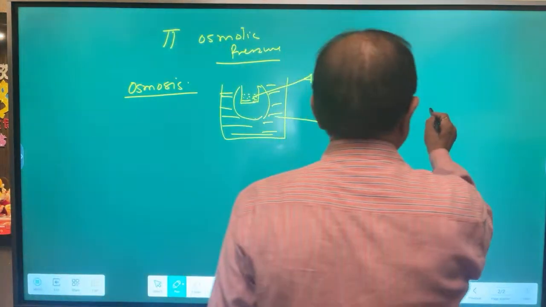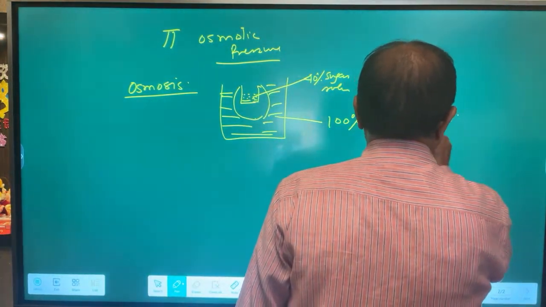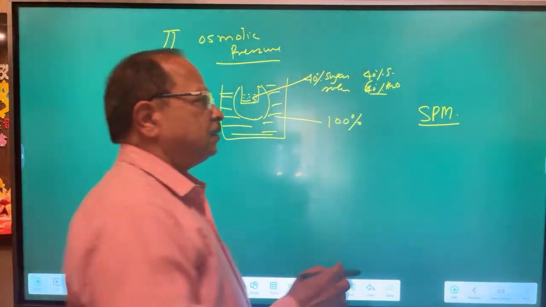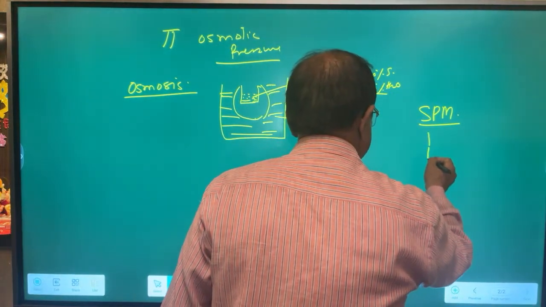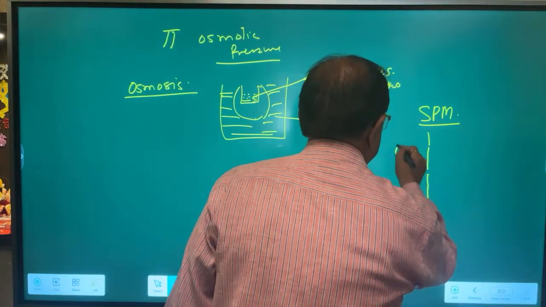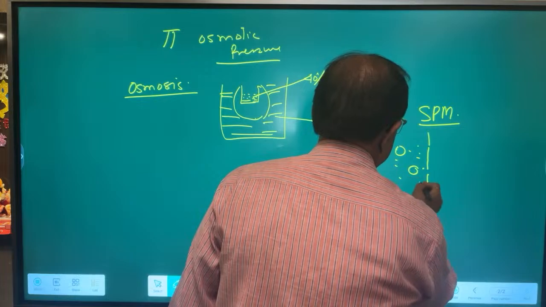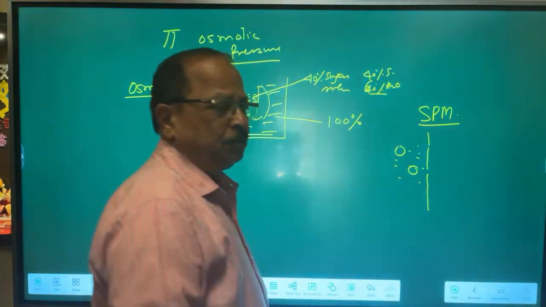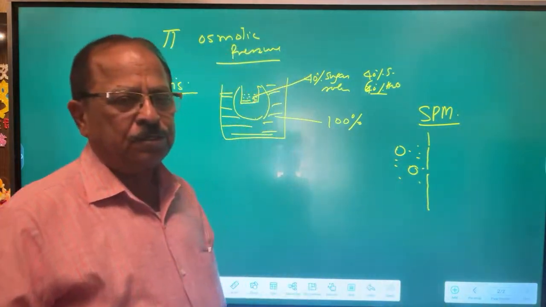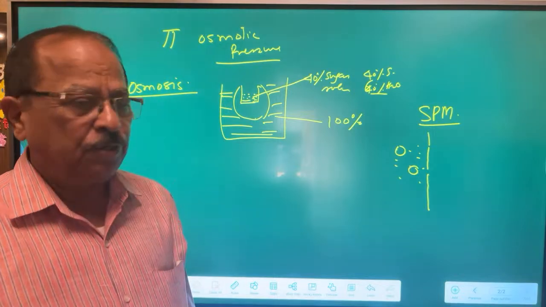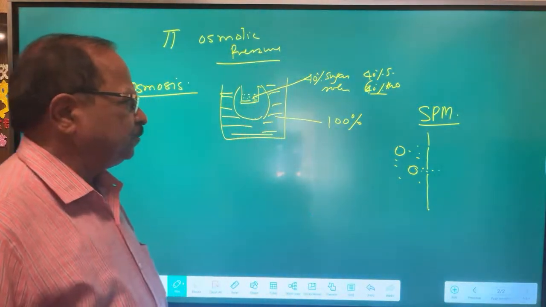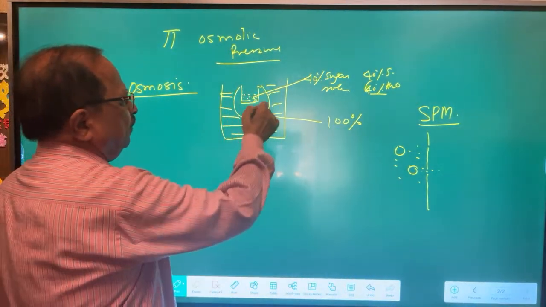Sir, what is a semi-permeable membrane? Semi-permeable membrane is a membrane which allows only solvent molecules to pass through it and not the solute molecules. Why? See, this is a semi-permeable membrane. It has got certain pores in this, but the solute particles are larger. Solvent molecules are smaller. They can pass through these pores and solute molecules cannot pass. That is why we call such a membrane semi-permeable, which allows only solvent molecules to pass through these pores. Okay, now these are all semi-permeable membrane.